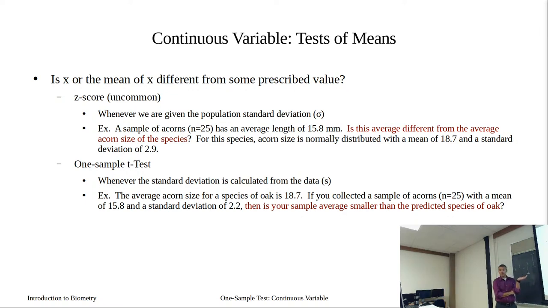Now, what types of questions would this answer? It's one right up here. A sample of acorns, n equals 25, has an average length of 15.8. Is this average different from the average acorn size of the species? For this species, acorn size is normally distributed with a mean of 18.7 and a standard deviation of 2.9. Our population is the species. We have that information. In order to answer this question of whether our mean is equal to the average of the species, we use a Z-score test.